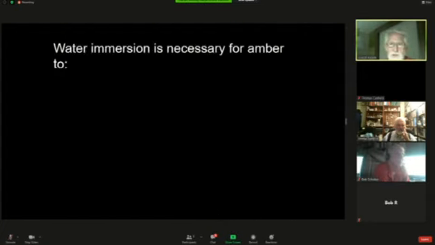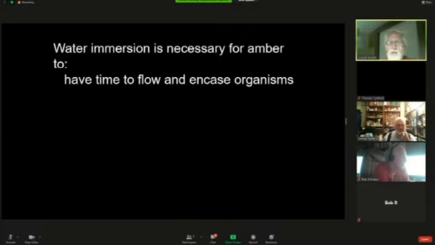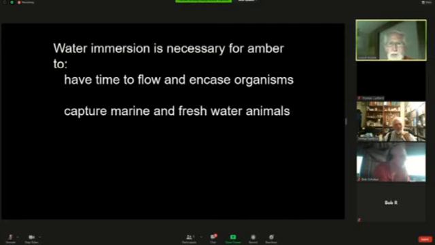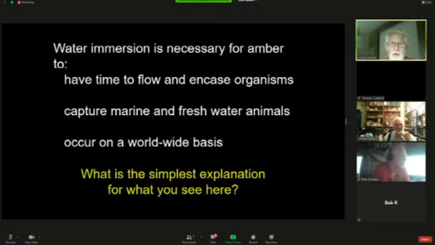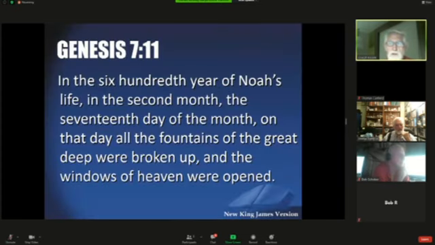So water immersion is necessary for amber to have time to flow and totally encase these specimens, so the organisms, plant and animal, to capture the marine and fresh water as well as the terrestrial organisms to occur on a worldwide basis. And so the simplest explanation, of course, is given to us in chapter 7 of Genesis here. Tremendous amounts of water, and not only water, but lava being these fountains of the great deep.